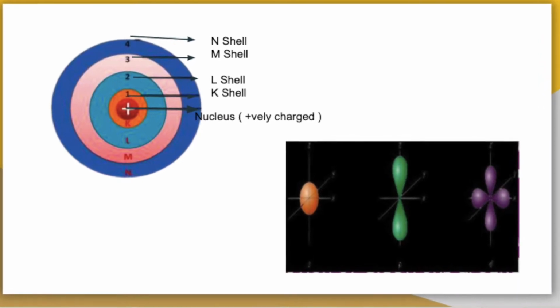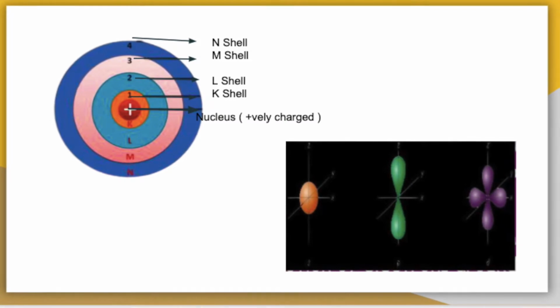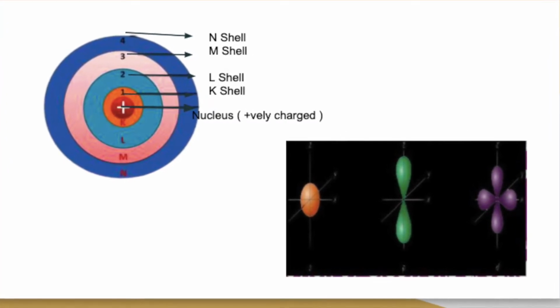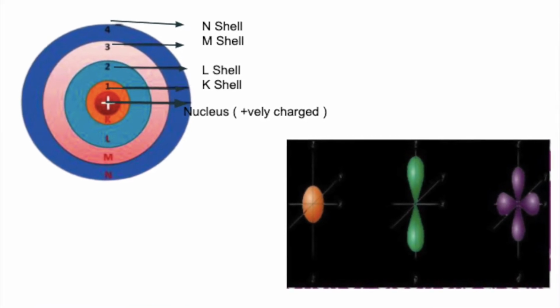Hi students. In today's session, I am going to discuss a topic from the chapter Structure of Atom. Today's topic is what is orbit, what is orbital, and what is the difference between these two. Let's go and learn together.